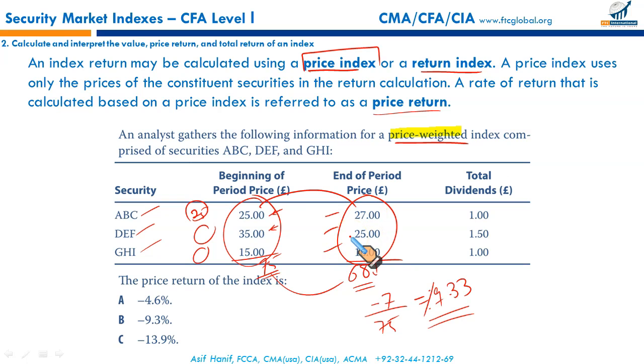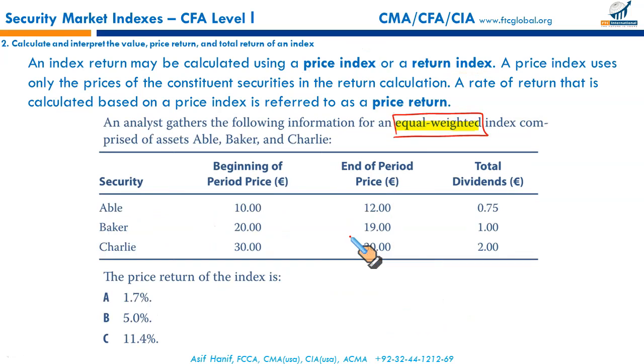Now there is another variation of this price index where we take equal weights. There are 3 securities, Able, Baker and Charlie. These are the beginning prices and these are the ending prices. What we are required to do is calculate the price return. Now this is different, these are equal weights. Previously we summed up all the prices, 60, and we summed up all the ending prices and the difference was our return. But in this case, we have to consider each security equally.